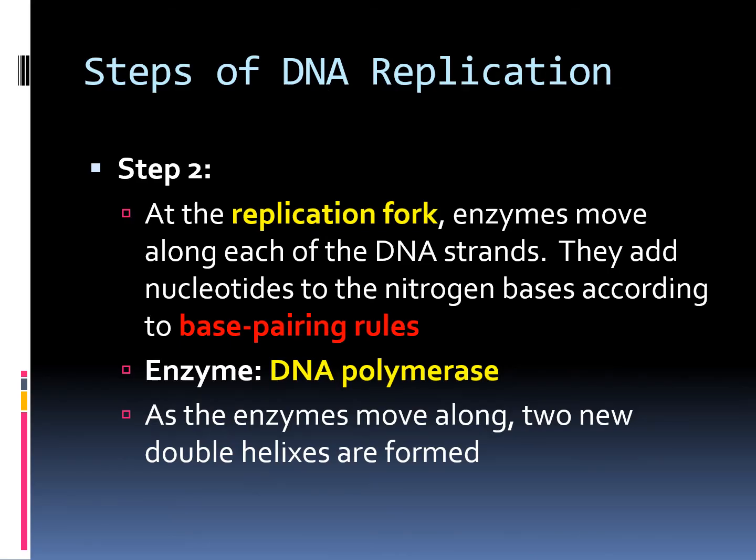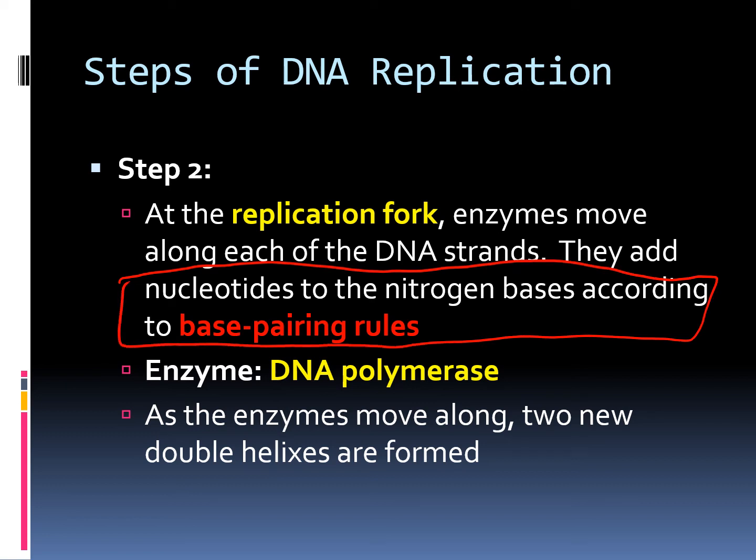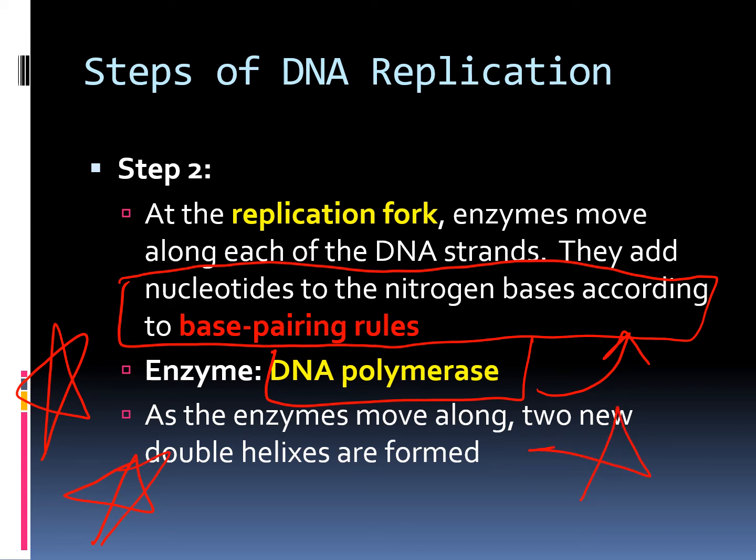So step 2: at the replication fork, where the helix separates, there is a certain enzyme that moves along, and it starts adding nucleotides. So this is DNA polymerase. They add nucleotides to the part that's being replicated. As the enzymes move along, 2 new double helixes are formed.